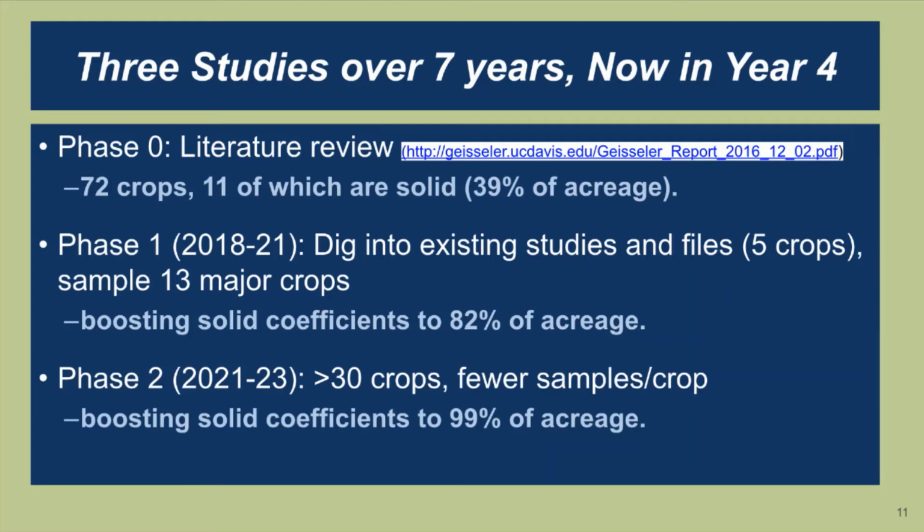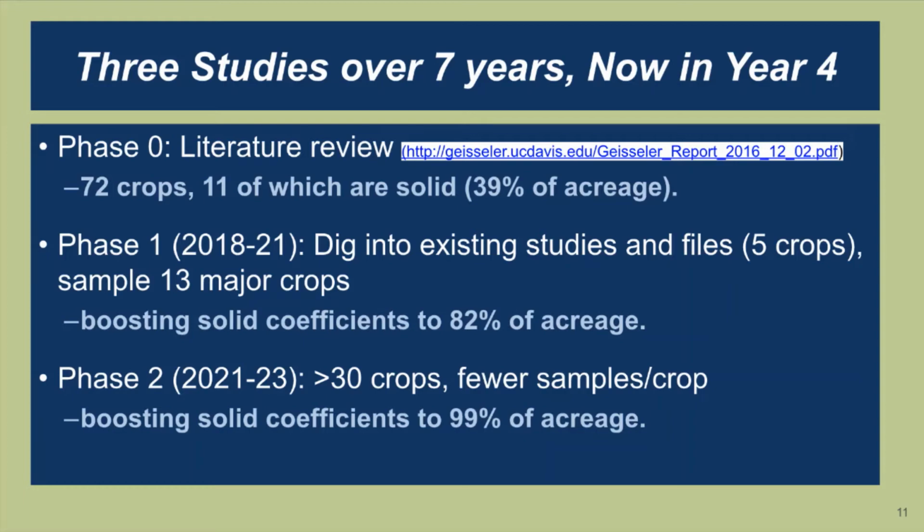And when you look at his analysis, he provides an explicit discussion of the relevance of the data to the contemporary condition of farming that crop in the Central Valley. And about 11 of them had really on target data underneath them. So covering about 39% of the acreage. So phase one of the project, which is ongoing, is to dig into existing studies and files for a few crops and update those coefficients based on those studies.